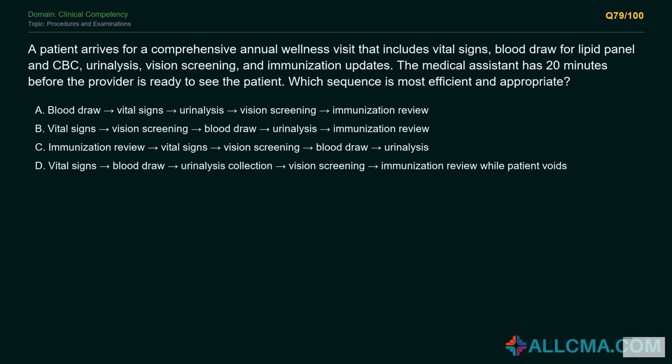Option A, blood draw, vital signs, urinalysis, vision screening, immunization review. Option B, vital signs, vision screening, blood draw, urinalysis, immunization review. Option C, immunization review, vital signs, vision screening, blood draw, urinalysis. Option D, vital signs, blood draw, urinalysis collection, vision screening, immunization review, while patient voids.